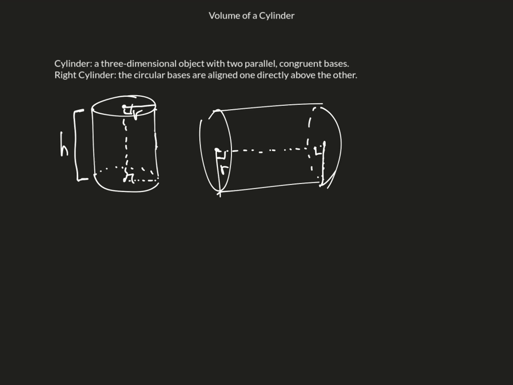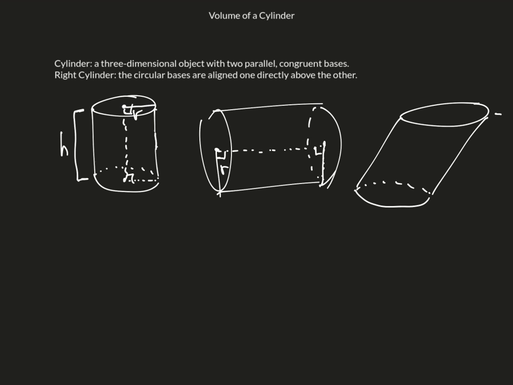Now oblique cylinders, the bases are not directly above and below each other, but they are still in parallel planes. So a good way to draw an oblique cylinder would be to do something like, try again to make those sides parallel. So that would be oblique.